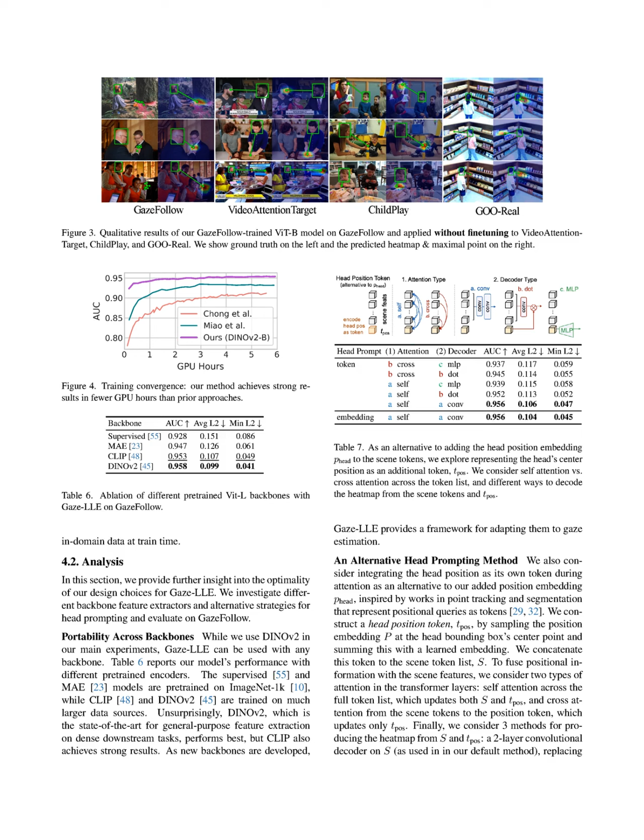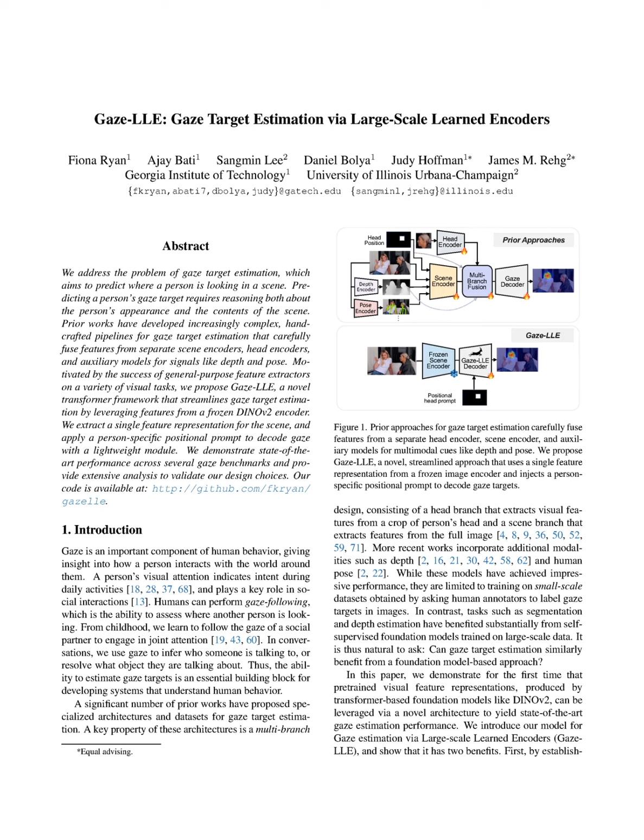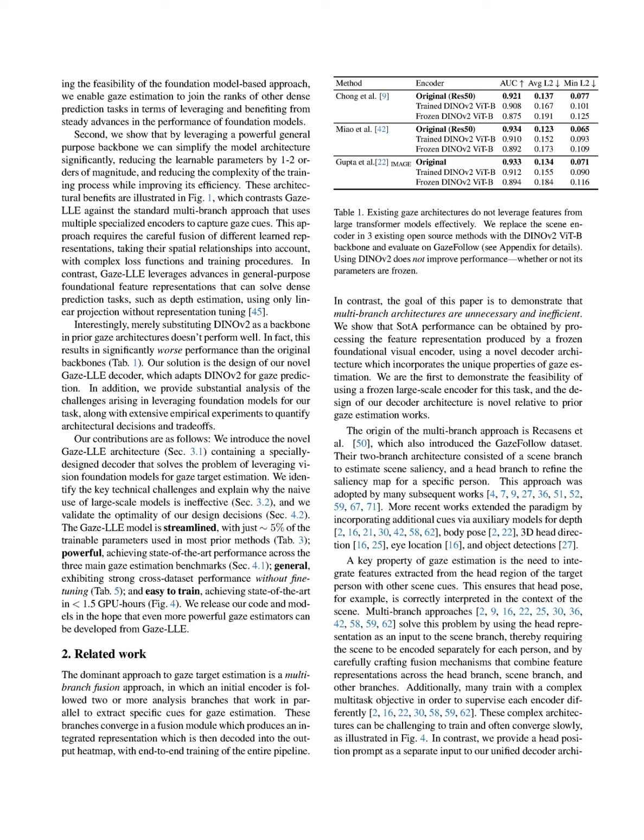Next, the gaze decoder integrates these features with a head position prompt to condition the outputs specifically for the individual in question. This decoder updates the feature representation using a small transformer module and ultimately predicts a gaze heat map, indicating the probability of gaze targets within the scene, while also determining if the target is in frame. This architecture significantly reduces the number of learnable parameters and simplifies the training process compared to traditional multi-branch approaches.